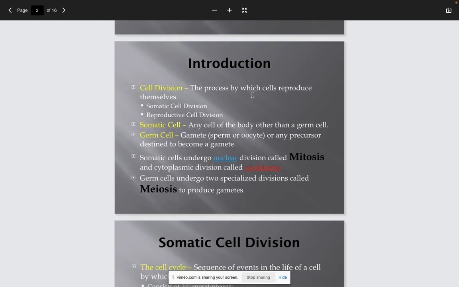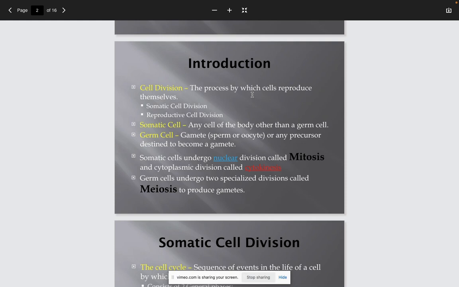Cell division is going to be the process by which cells reproduce themselves. If you guys can remember back to cell theory, the tenets of human life, we talked about how you had an initial cell, and then the cell would divide to produce two cells. Those two cells would then divide to produce four cells.